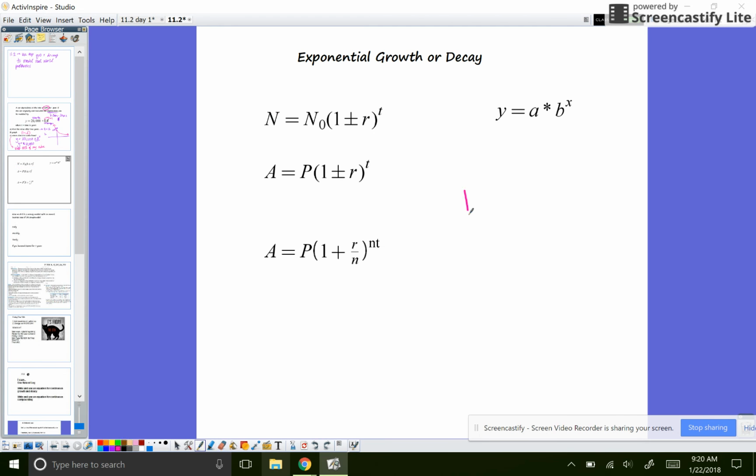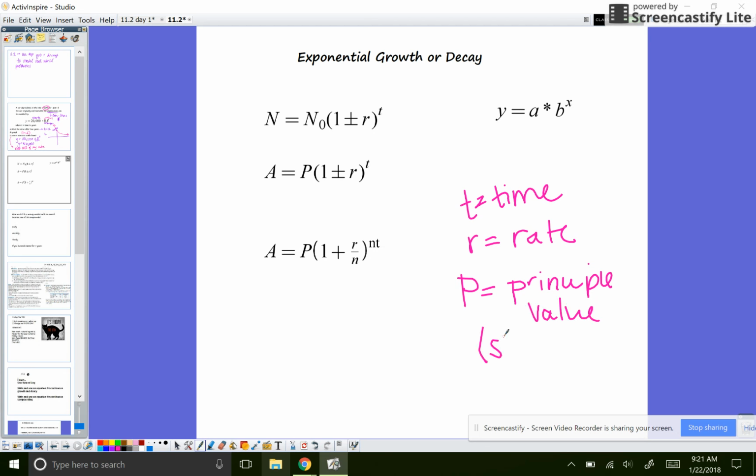T always means time, which is good, right? Because that's consistent for us. T always means time. R always means rate. P always means the principal, not principal like Mr. Helke, but principal value, which means the starting point.